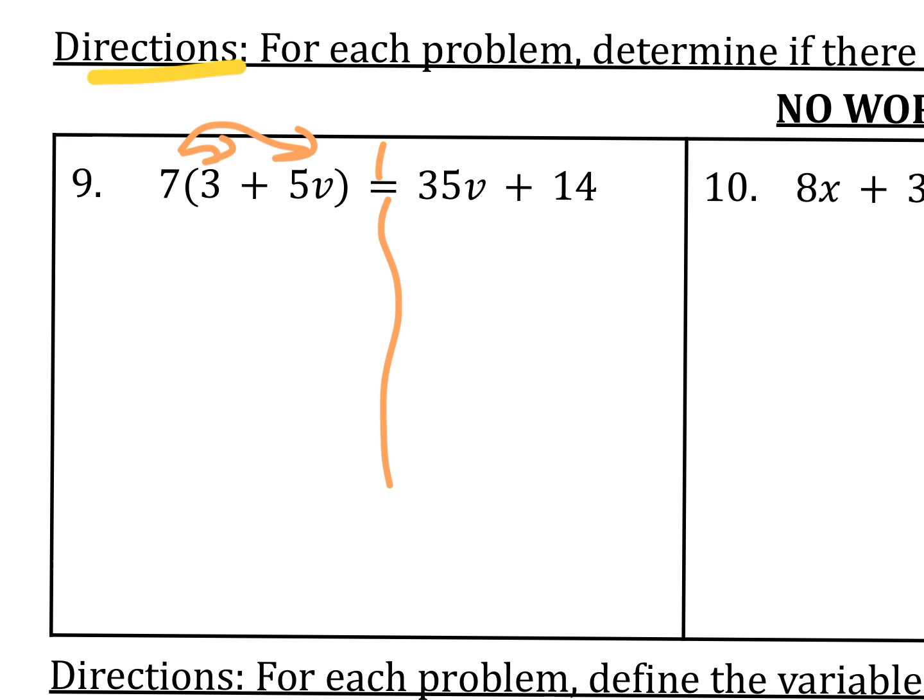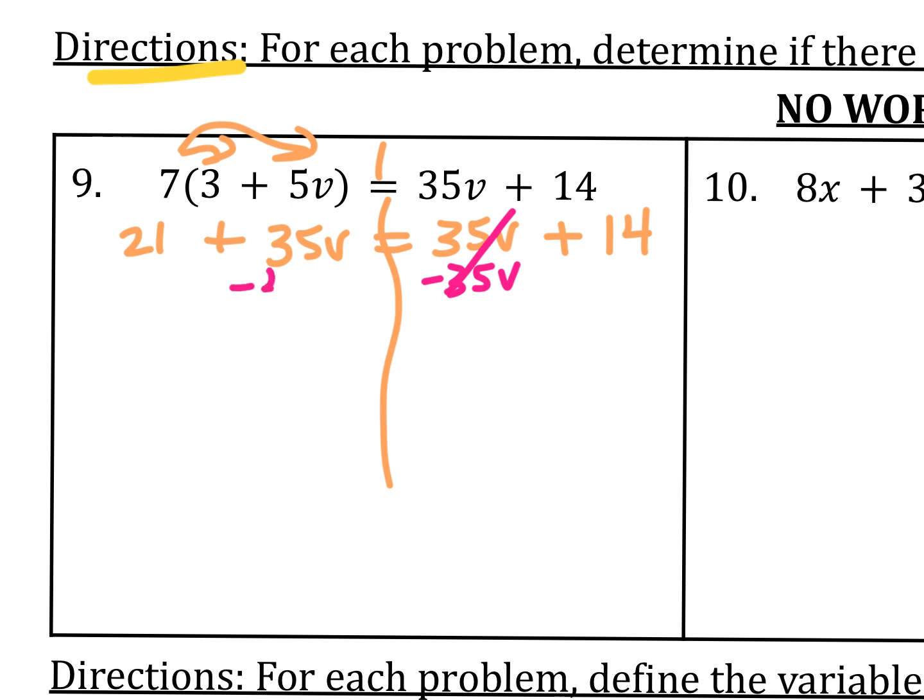Okay, so 7 times 3, that's 21, and 7 times 5 is 35v, and we have 35v plus 14. Here I notice we have 35v on both sides, but the other two numbers are different. So these are not twins or infinite solutions. Since we have variables on both sides, let's get those together next. If I subtract 35v, here's something interesting that happens. The v's completely go away, and we are left with 21 equals 14.